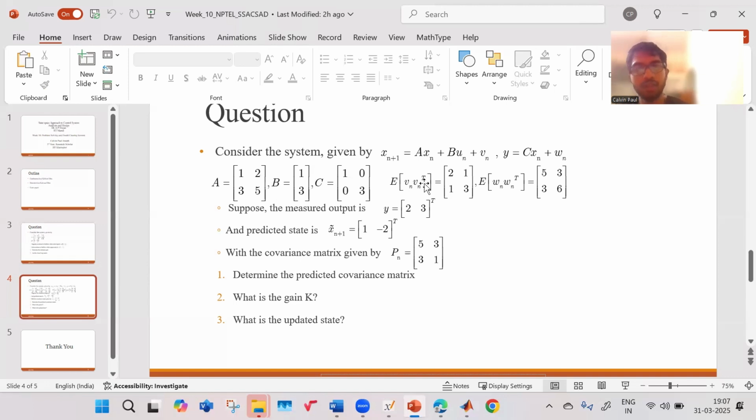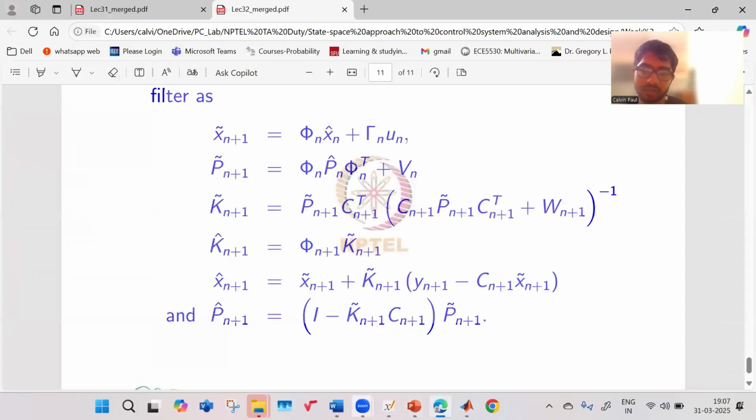Okay. Also, they have given the expectation of Vn Vn transpose, which is given by 2, 1, 1, 3. The expectation of Wn Wn transpose is also given. Okay, so we have gotten the statistical information we need. So this expectation of Vn Vn transpose is your capital Vn, and this expectation of Wn Wn transpose is your capital Wn. Okay, so let me write it down.